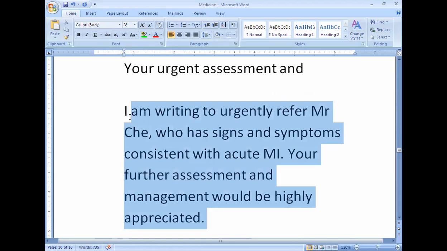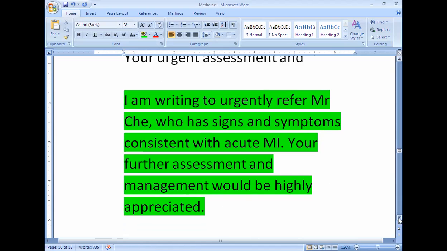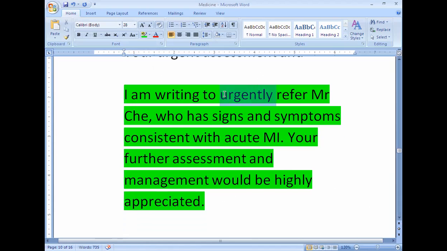Is this an urgent letter or a normal letter? Oh, this is an urgent letter. So how do you know this is an urgent letter? Because of the diagnosis we mentioned. Even for MI, diagnosis acute, we should mention urgent. Another place.